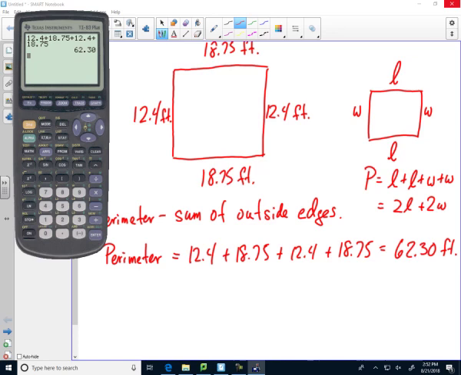See, our number was 62 point. Who got 62.3? How many people got 52.3? Okay. See if you lost a 1 there somewhere.